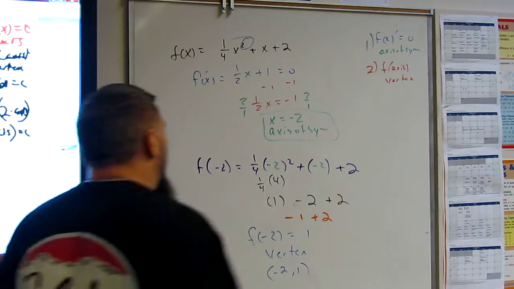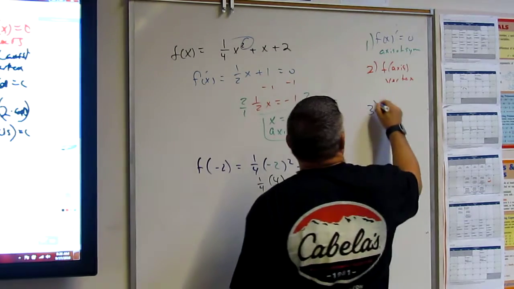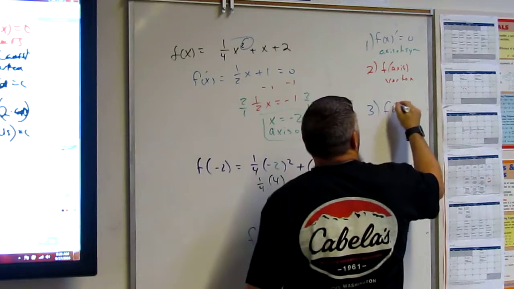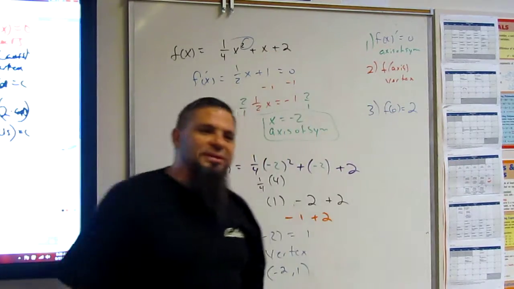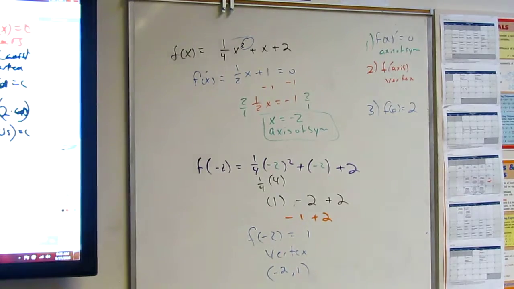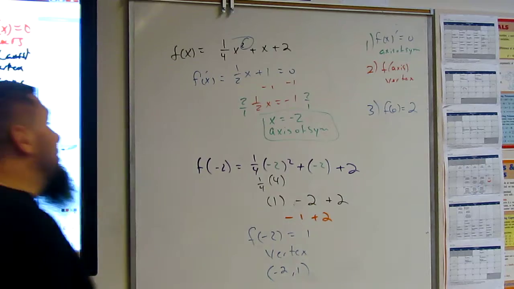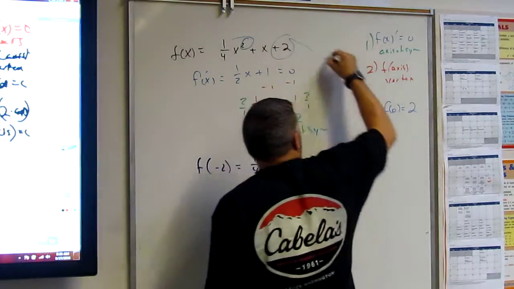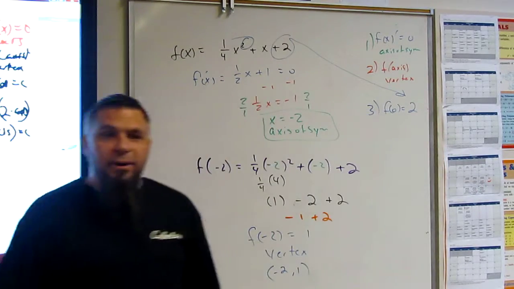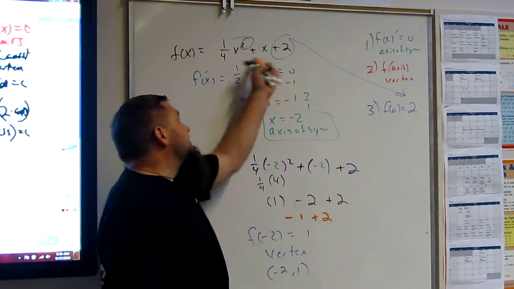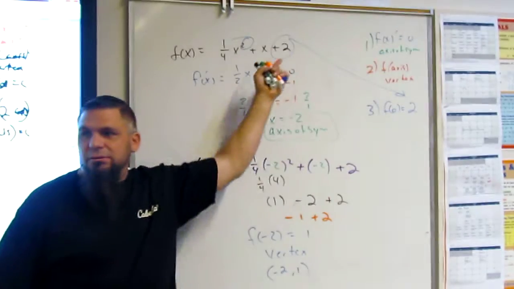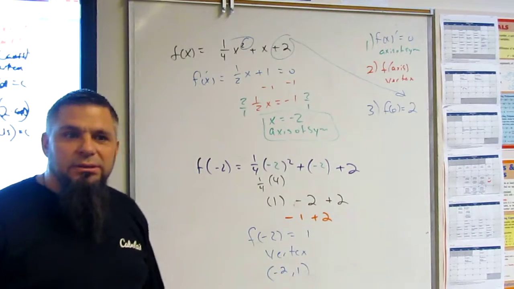Cool. Alright. What's our third step? F of 0 is equal to C, and then it equals 2. That was easy. Look at that. I didn't have to do anything, because it's always that number. Always. If x is 0, then the only thing left is the last number. Right? Is this easy?